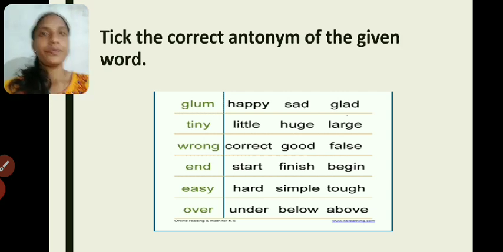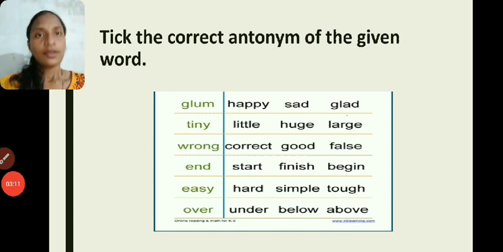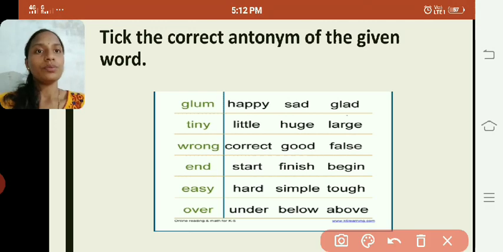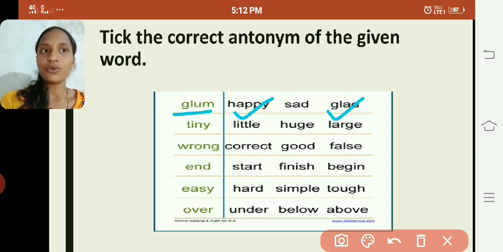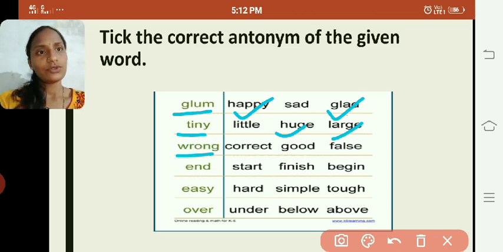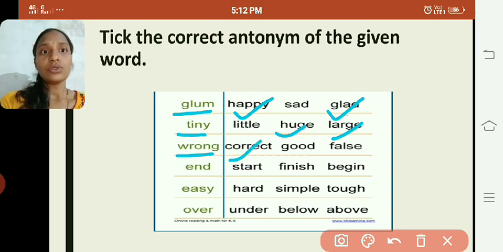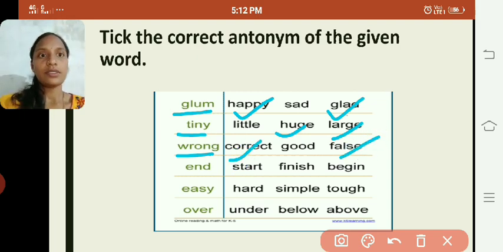Now see, these are the words and we have to find the correct antonym for each word. Now students, you can see in each word like gloom. Gloom is sad. So happy is also an opposite word. Glad is also an opposite word. Tiny, tiny is very little. So huge and large both are opposite words for tiny. Wrong. So opposite word is correct also and false also in some cases.